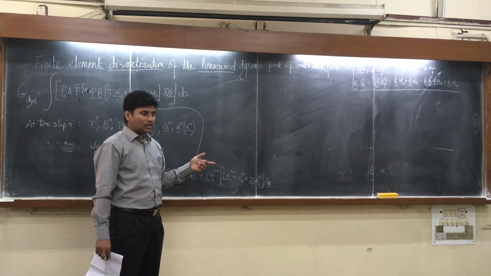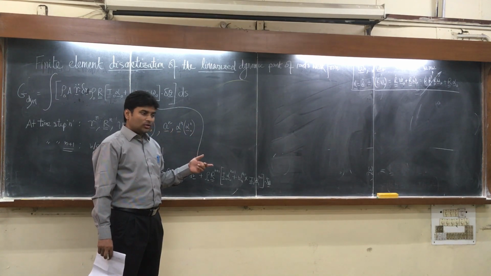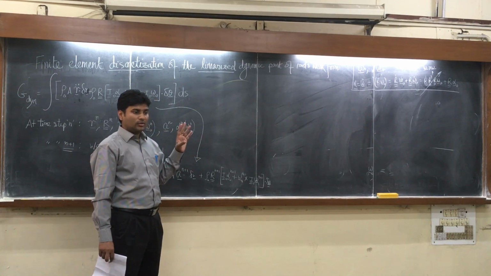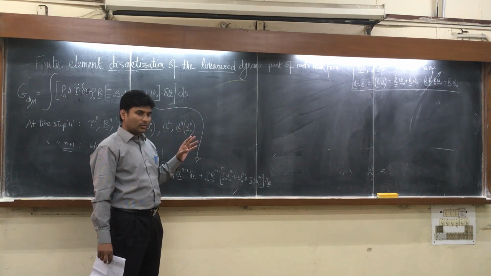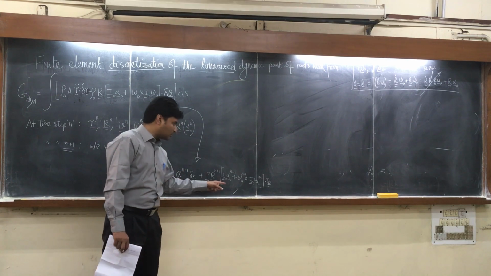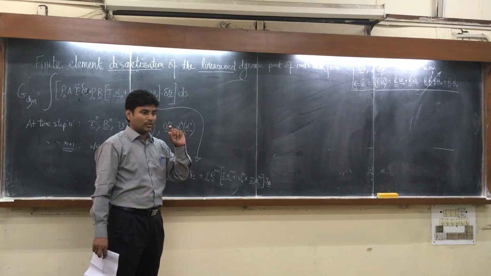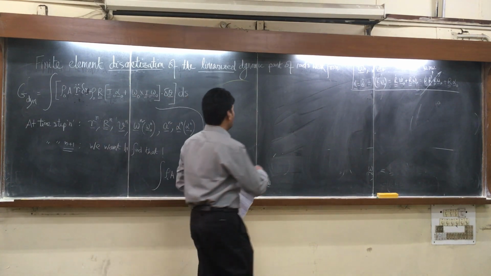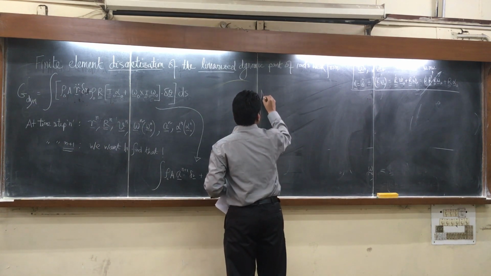And to do that, this is always done in any dynamic term. Whenever you have dynamics, we always do that. We replace these accelerations in terms of increments. So how to do that? Let's see. And for that we are going to use what's called the Newmark scheme.